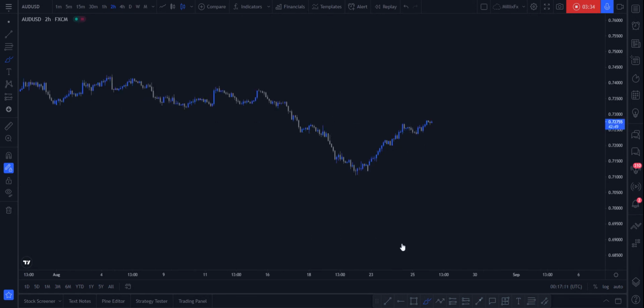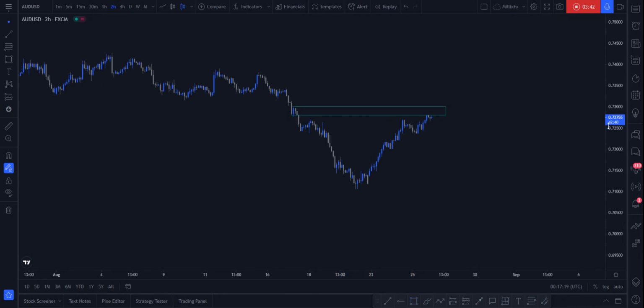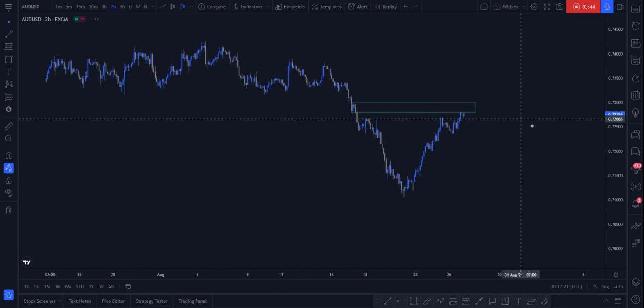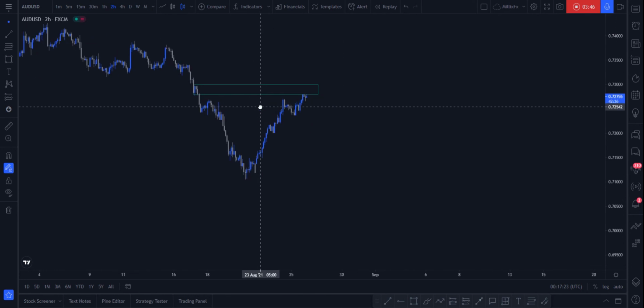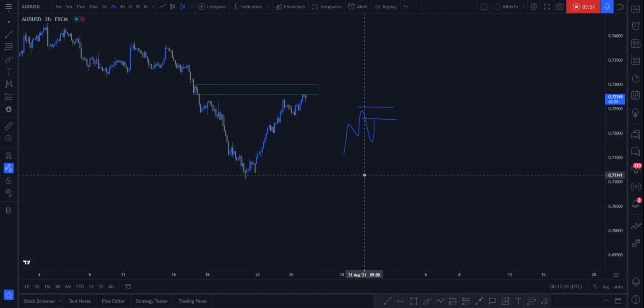So this is the demand area I am looking at to actually take my sells on Aussie USD, and still waiting to see how price reacts on this particular zone. Just waiting patiently to see a little bit of break of structure, and then I take that entry, probably low risk, and then we take the downside.